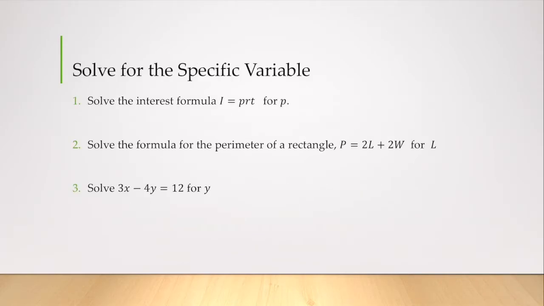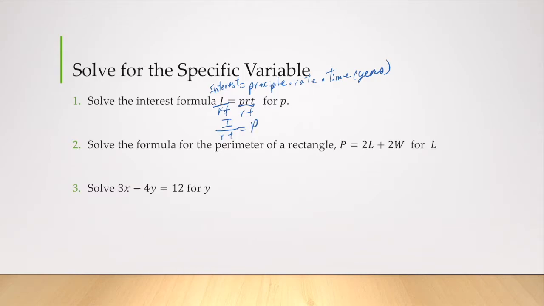So let's go ahead and solve the interest formula, I equals PRT, for P. So this is interest, in case you wanted to know, equals principal times rate times time, where that time is in years. So to solve for P, I could go ahead and divide by RT. So I have I over RT equals P.